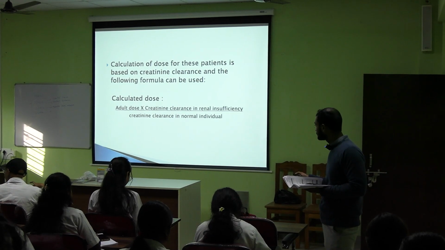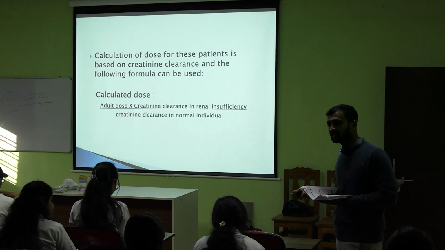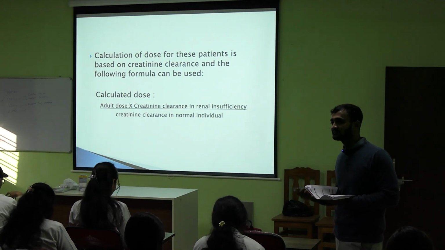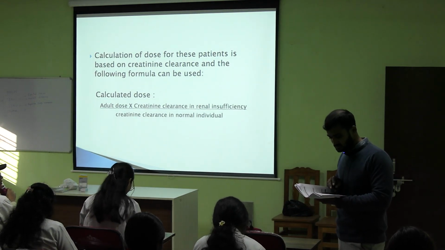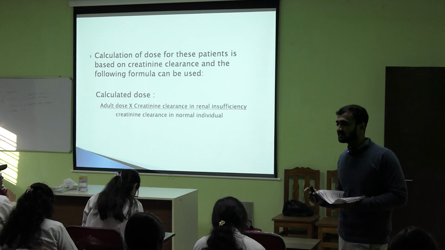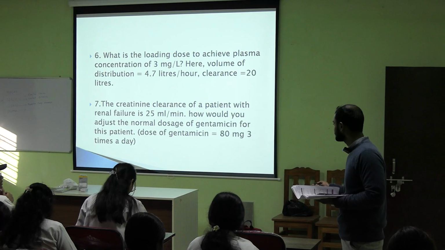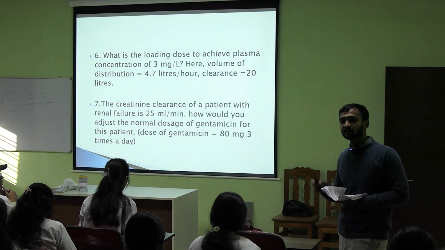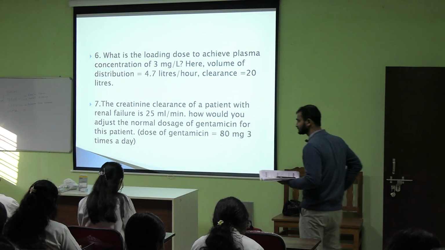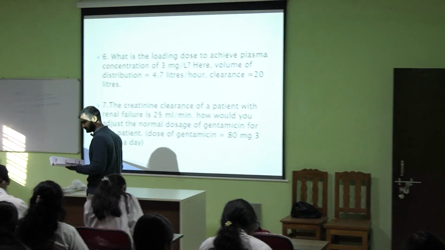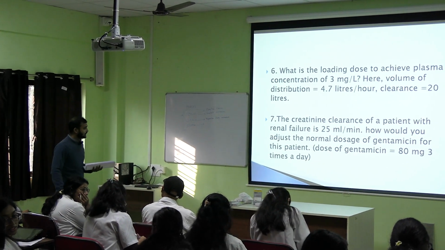So we got the adult dose. What is the creatinine clearance of this patient? 240 multiplied by 25 divided by 100. So what is the answer? 60. If it comes to 60, that means this is the total dose for the whole day. It was given how many times? 3 times. That means 20 mg per dose. Understood everyone? Any confusion? Last bench? Confusion?